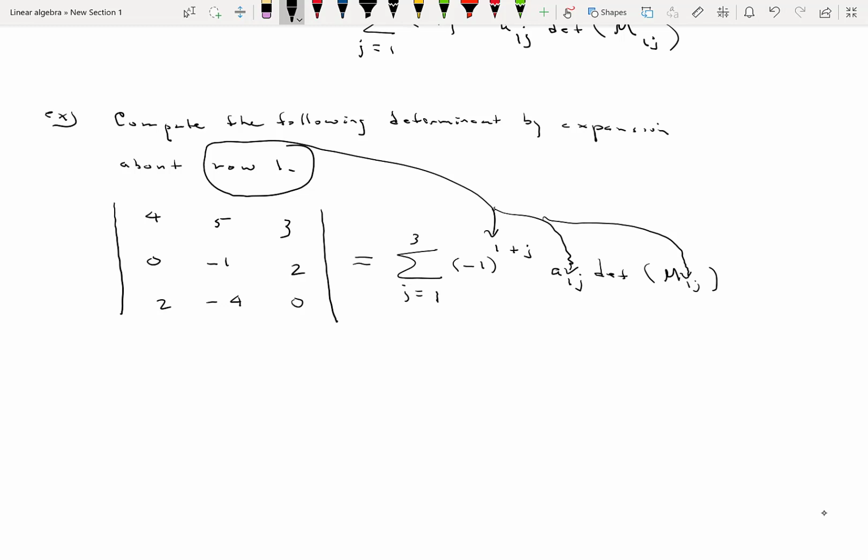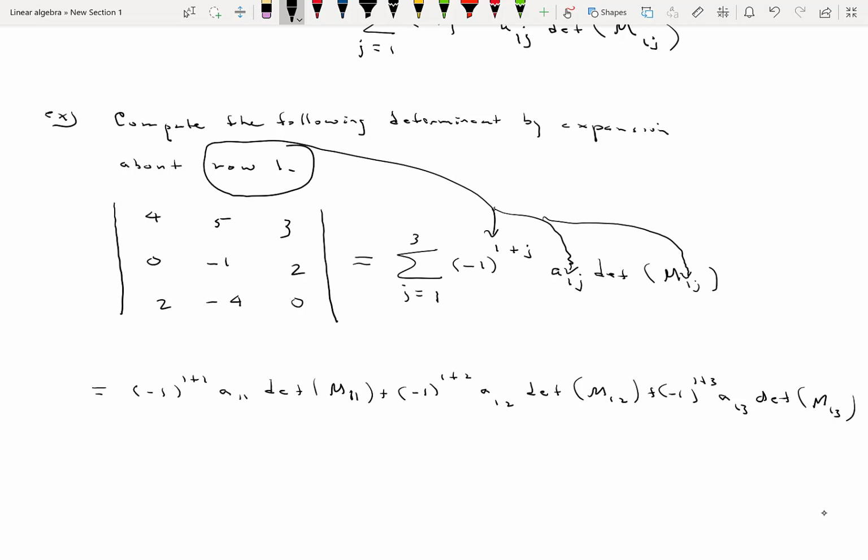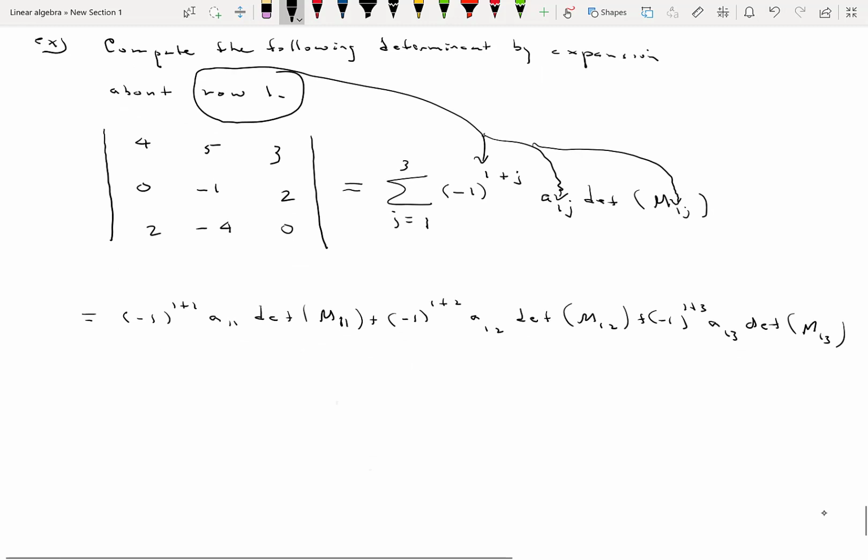Okay, so we would just expand this out. When j equals 1, I'm looking at -1 to the 1 plus 1, a1,1, determinant of the 1,1 minor of A, oops, plus, when j equals 2, I have -1 to the 1 plus 2, a1,2, determinant of the 1,2 minor of A, plus -1 to the 1 plus 3, a1,3, determinant of the 1,3 minor of A. Okay. Mostly this is just so we get used to this notation and stuff.